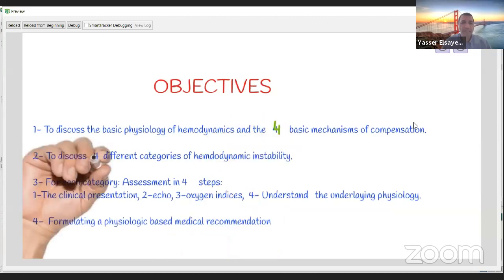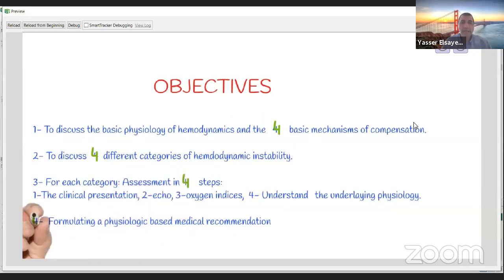So number 4 is the magic number, as you can see here. So we have 4 main mechanisms of compensation. We have 4 different categories of hemodynamic instability. And we have 4 steps of assessment: clinical presentation, which is the most important, but when we discuss the hemodynamics, you will realize eventually that the clinical presentation is very limited, and we have to add more tools, including echo, oxygen indices, and integrating everything all together. And then how to formulate a physiologic-based medical recommendation at the end.